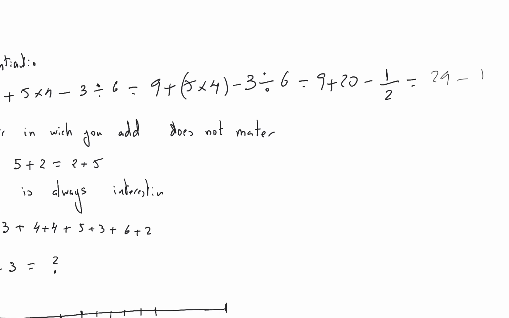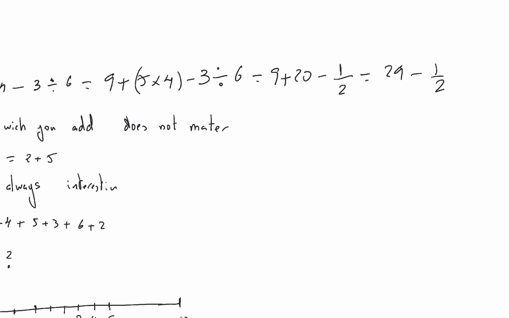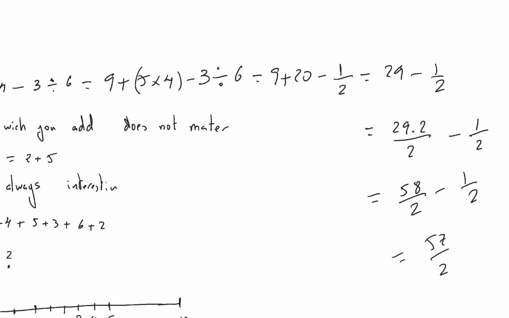29 minus 1/2. And how can we do this operation? We multiply 29 by 2, and we divide by 2, and we did nothing. Now we subtract 1/2. And now 29 multiplied by 2 is 58, divided by 2, minus 1/2, so the final result is 57 divided by 2. So I hope you know how to play with fractions.